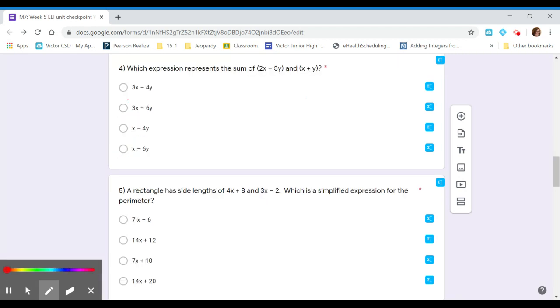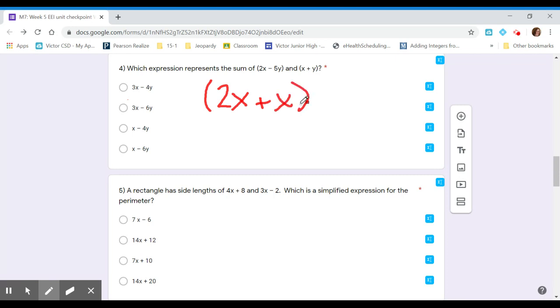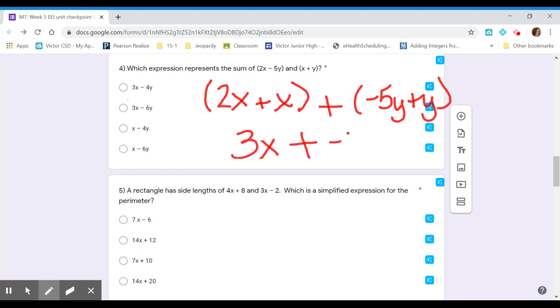This one here, number 4, says it's a sum. So we want to make sure we add them together. So we're going to add our like terms, the 2x plus x and our -5y plus y. And then when we get our answers here, we're going to add them or combine them. So added together, this gives us 3x. -5y plus y is -4y. So we could write plus -4y.